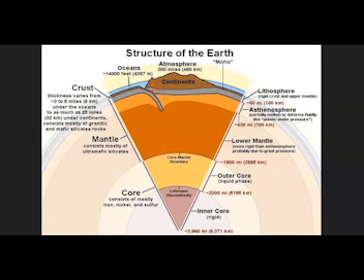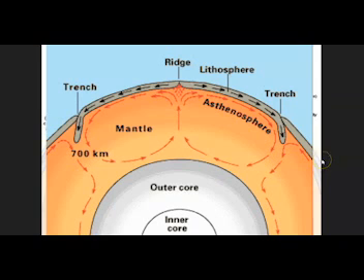Floating on top of the asthenosphere is the lithosphere, which includes the crust and the upper mantle. Here's a more simplified version of what's going on. The plate tectonics that we live on are made up of the lithosphere, the gray part here.